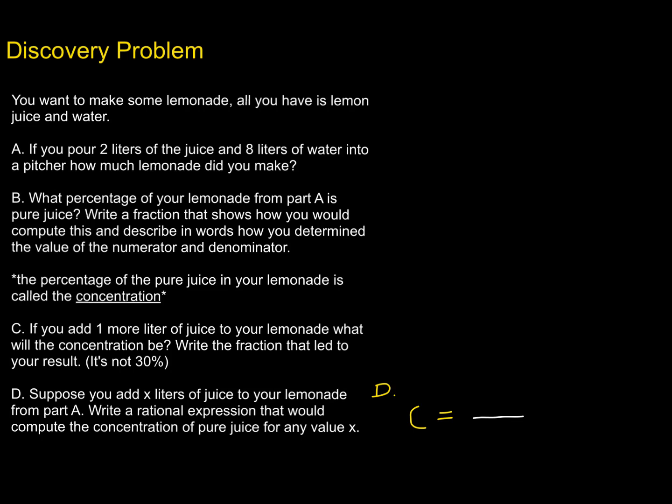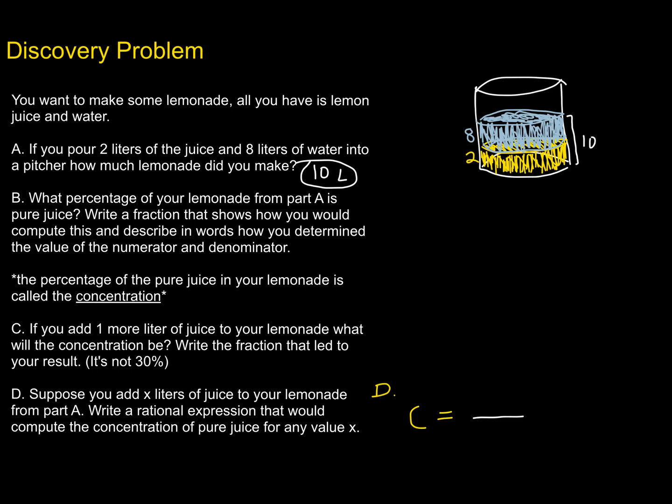You don't need to spend time copying all of this down. All you should do is label discovery problem, write down the header, and then label A, B, C, and D with your answers fully written out and explained. Okay, so let's take a look here. The first one is pretty simple, and I've drawn a picture here to help us illustrate.